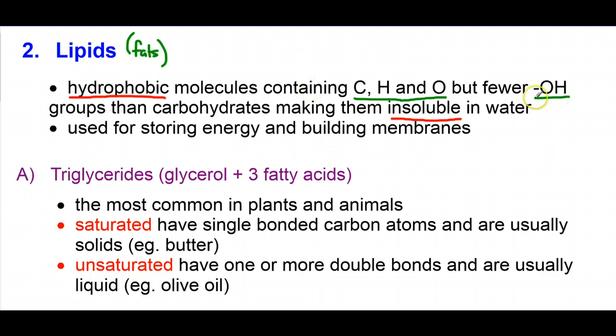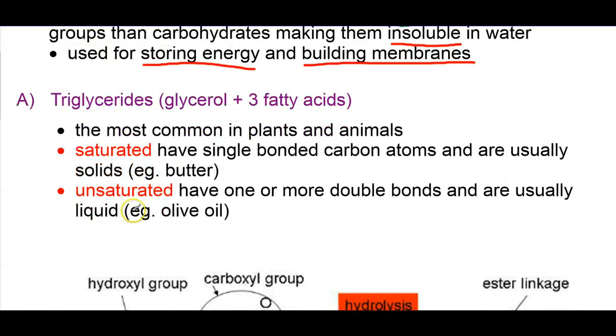So they contain fewer alcohol groups than carbohydrates, making them insoluble in water, meaning they do not dissolve in water, they don't mix. Lipids are basically for storing energy. That's their key job in living things, as well as building some of the membranes. So lipids can be broken down into 4 main categories. We're going to work through each category in order of its importance.